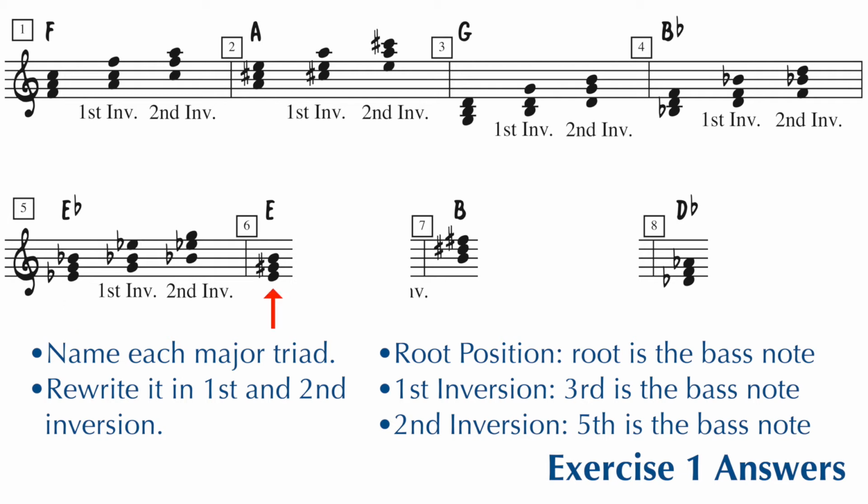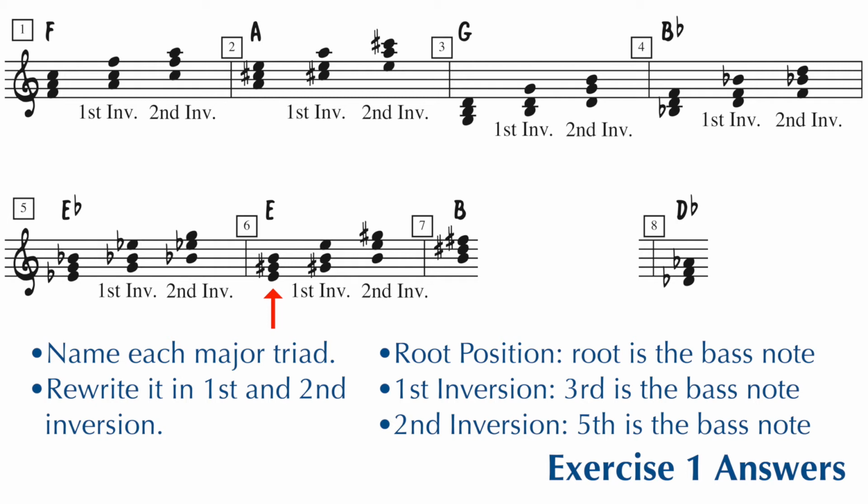Number 6 is an E major chord. To change this root position E into a first inversion E, raise the E, the root of the chord, an octave higher. That leaves the G sharp, the third of the chord, as the lowest sounding note. So you should be looking at G sharp, B, E. To change that first inversion E to second inversion, raise the G sharp an octave higher.